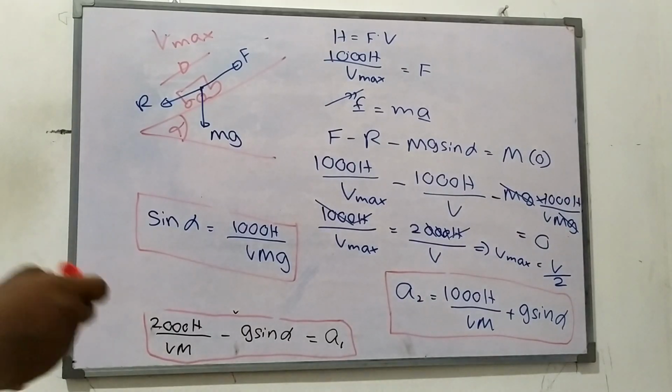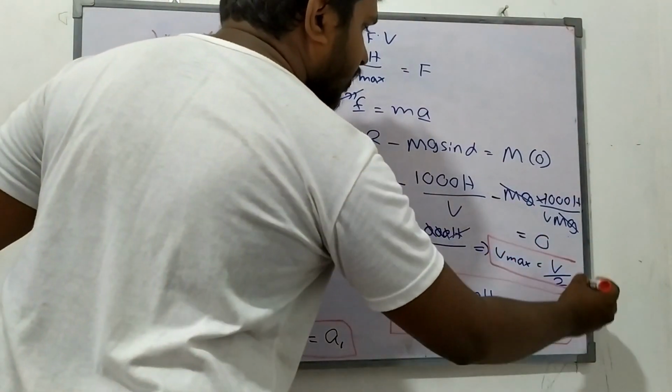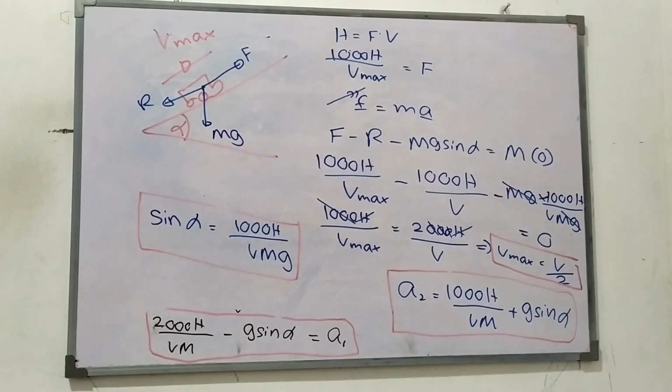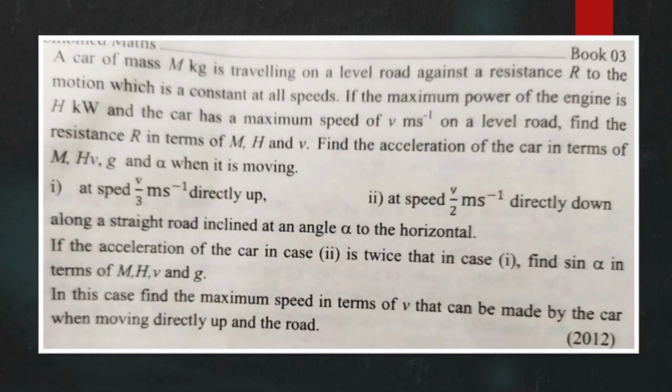Right, so this is the maximum velocity of the car when it's moving on a straight road with its maximum velocity.